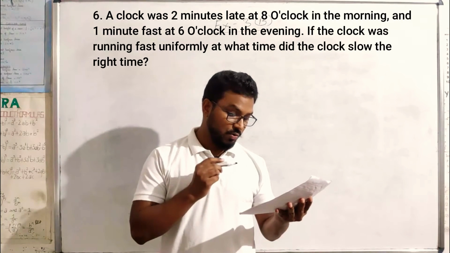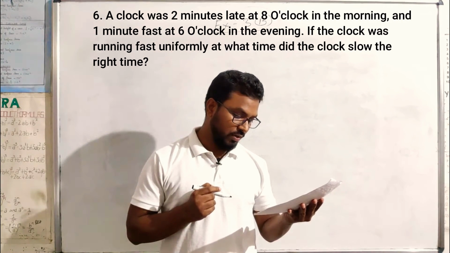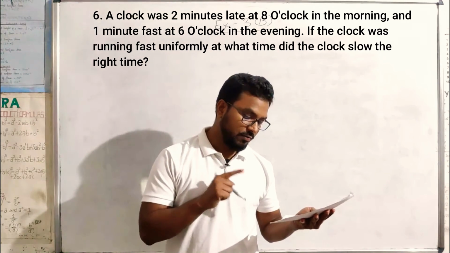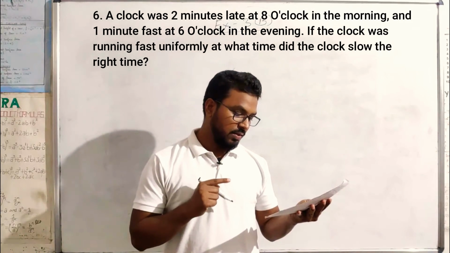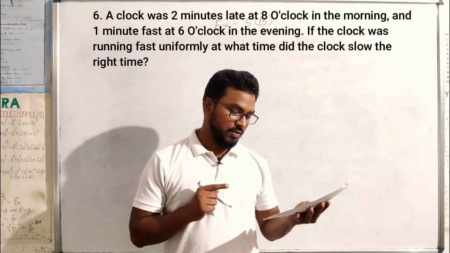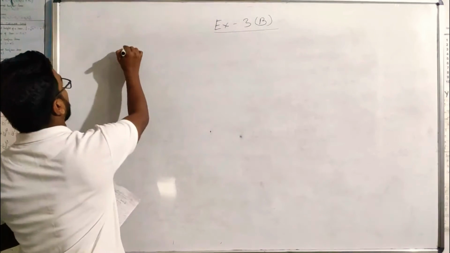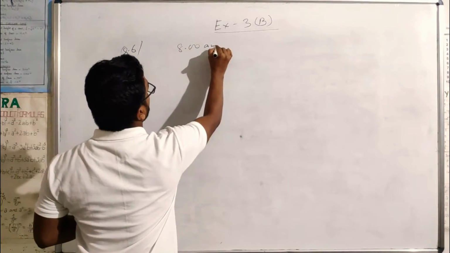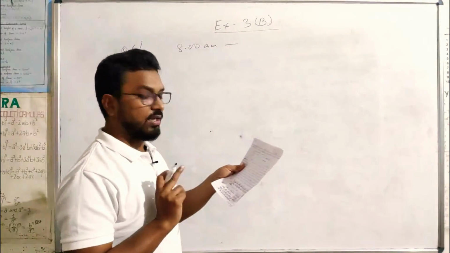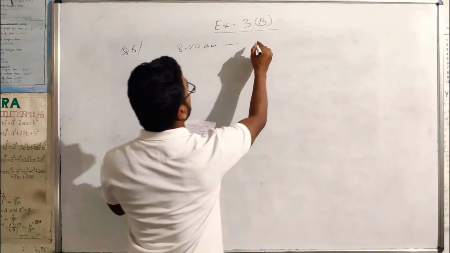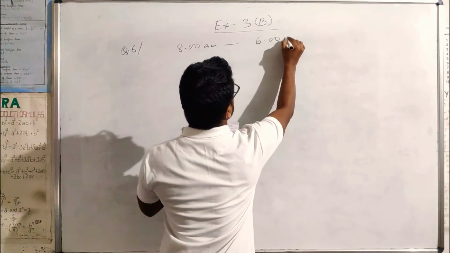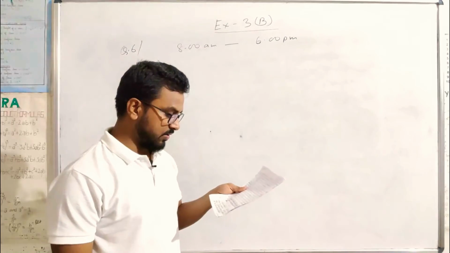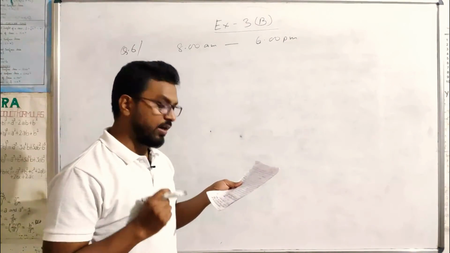So our next question is given: a clock was 2 minutes late at 8 o'clock in the morning and 1 minute fast at 6 o'clock in the evening. If the clock was running fast uniformly, at what time did the clock show the right time? Okay, so we'll see question number 6. It is given that at 8 o'clock in the morning the clock is 2 minutes late, and by 6 o'clock p.m. it is fast. So at what time will it show the right time?